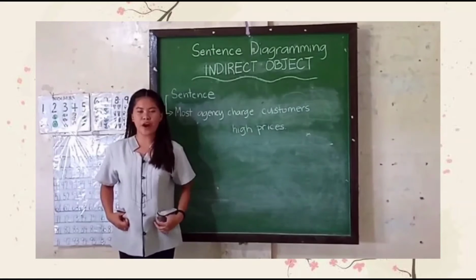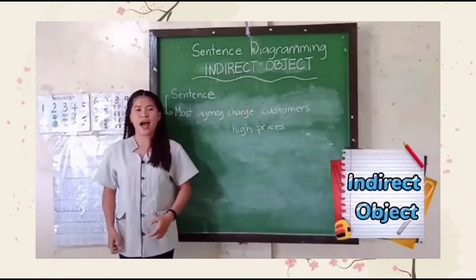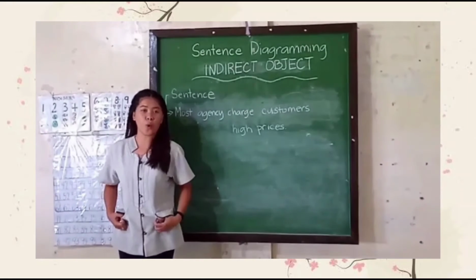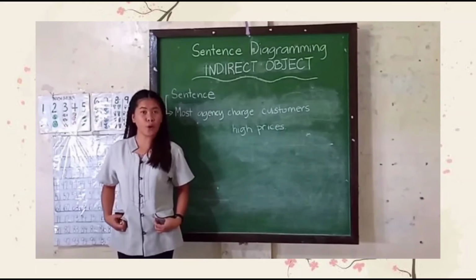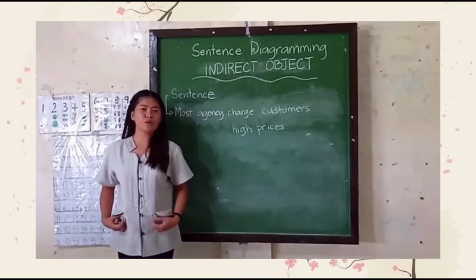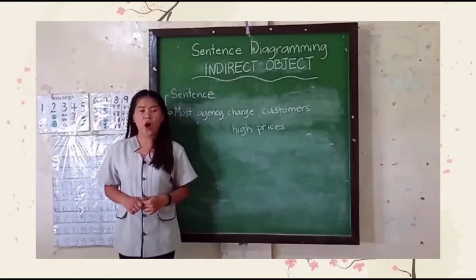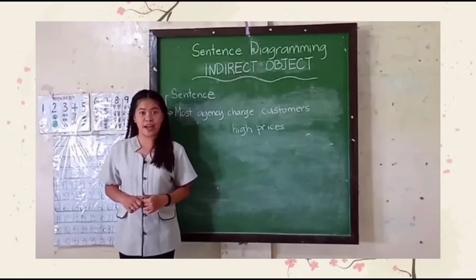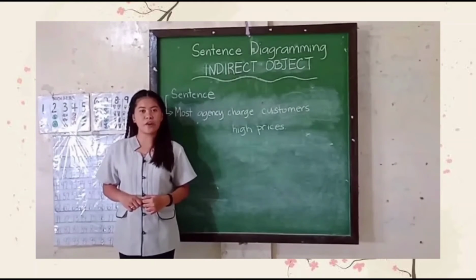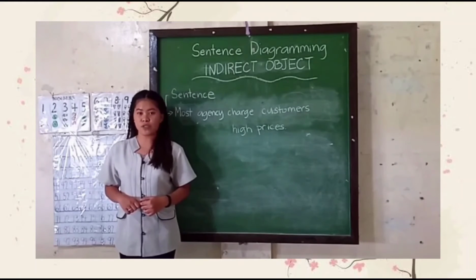Next is diagramming sentences with indirect objects. An indirect object answers the question to whom or what, or for whom or what, after an action verb. Almost always a sentence has an indirect object only if it has a direct object as well. In the sentence, the indirect object appears between the verb and the direct object.